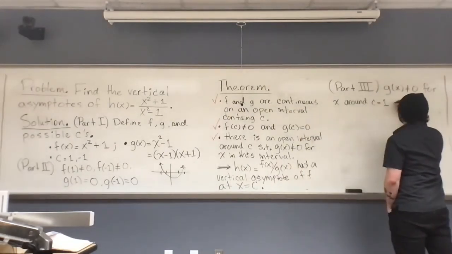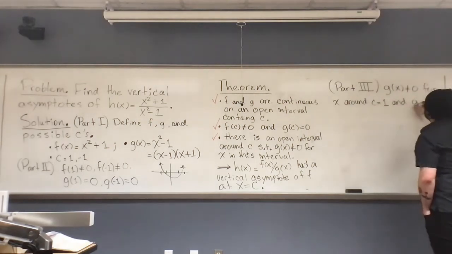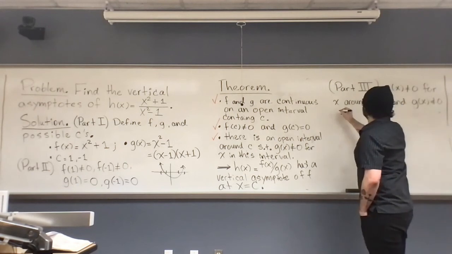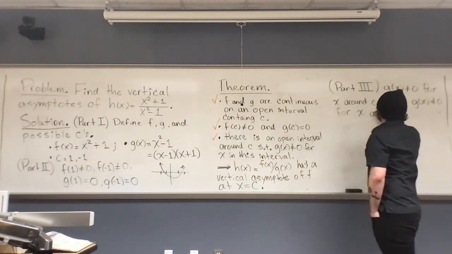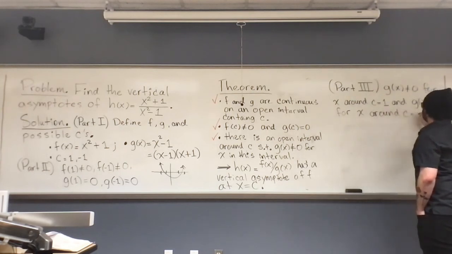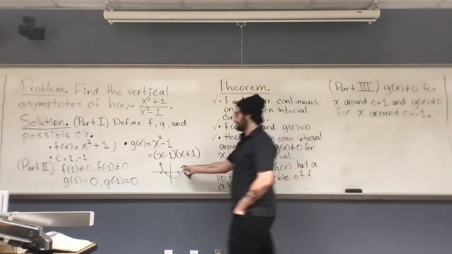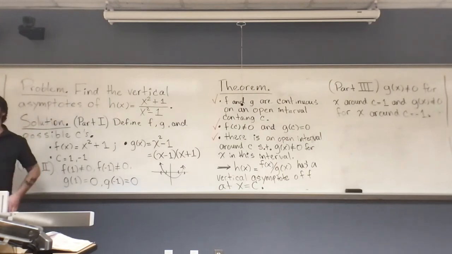And G of X is not equal to 0 for X around C equal to negative 1. So there are little intervals around 1 and negative 1 so that the G function is non-zero.